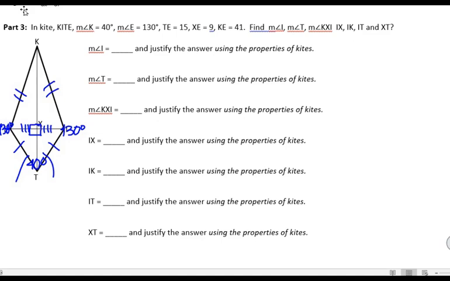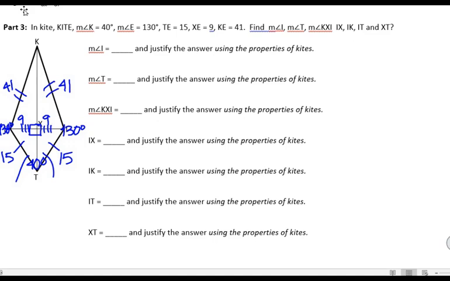So let's go ahead and label XE is 9. So XE is 9 is here, and that means this has to be 9. KE is over here, 41, so that means this has to be 41. And I missed one, TE. Oh yeah, TE is 15 here, which means this has to be 15. All right, now let's talk about what we have here.